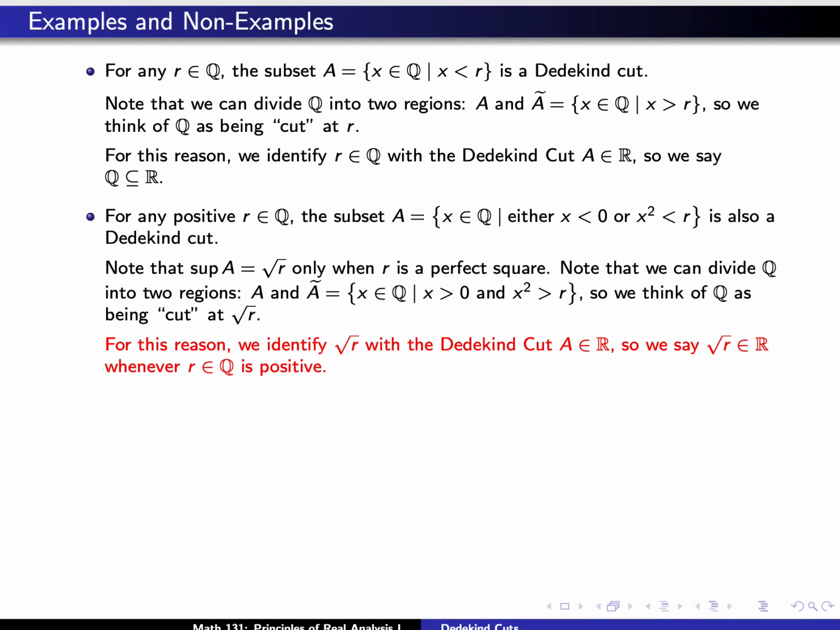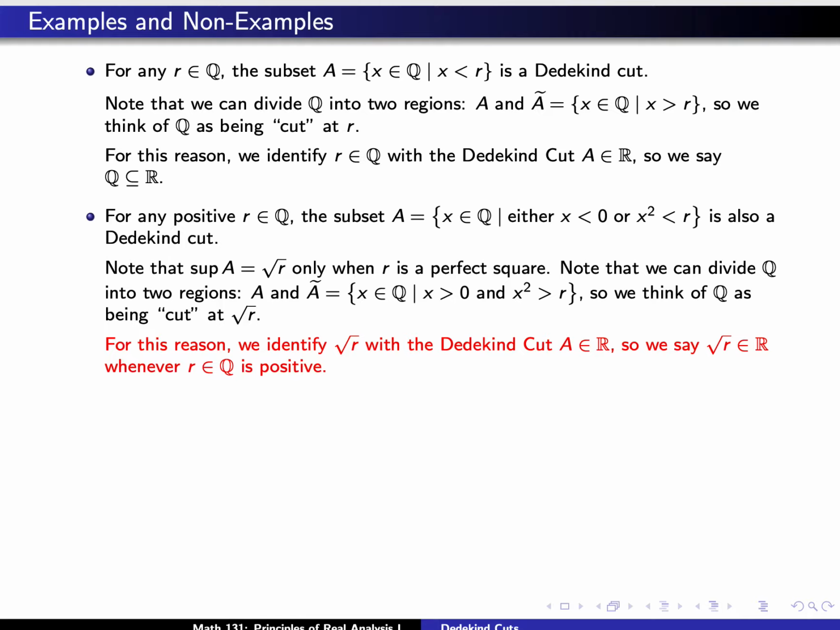We can generalize this slightly. For any positive rational number R, let's consider the following subset A. This will be the collection of rational numbers x, such that either x is negative or x squared is less than R. We'll claim that this is also a Dedekind cut. The intuition here is that we've cut now the rational numbers at the square root of R. So everything to the left of the square root of R is what we're calling our set A, and everything to the right of this square root of R we can call here, as we do on the screen, A tilde.